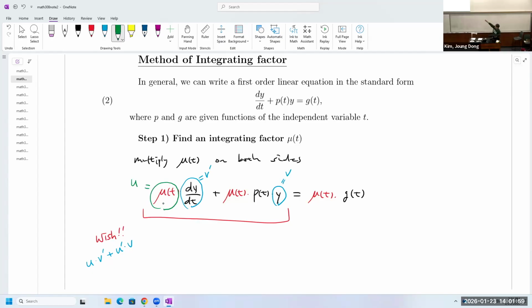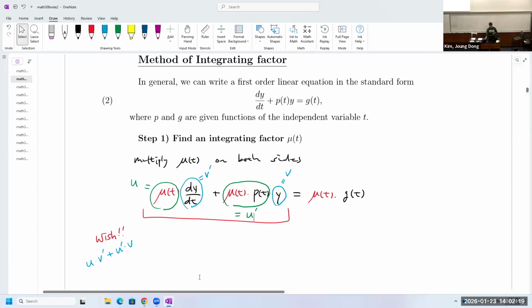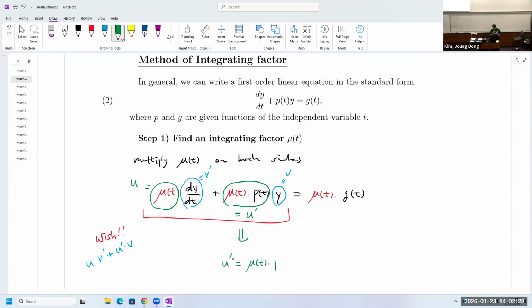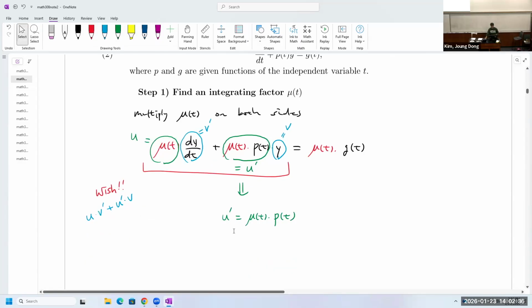Whenever I define it this way, my first term is exactly u times v prime, right? Then what about the second term? To make it u prime v, this whole part mu p(t) must be equal to u prime. This is my wish. Okay. The only troublesome part is the second part. To make this come true, you have to make sure your u prime must be equal to mu(t) p(t). Is it okay?